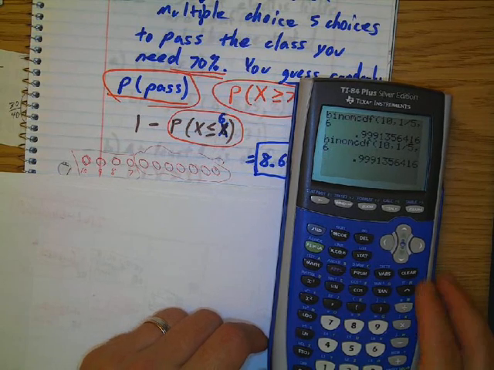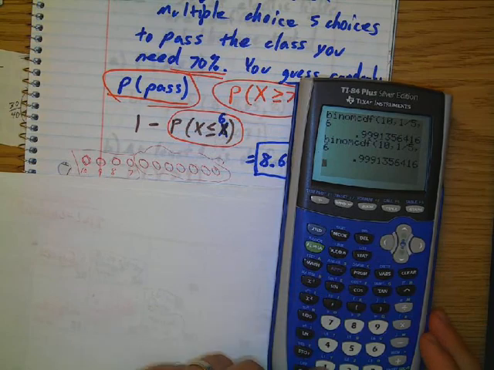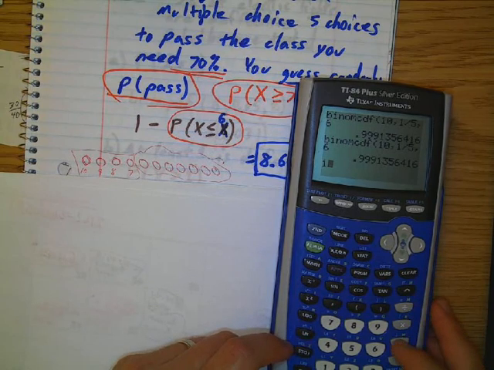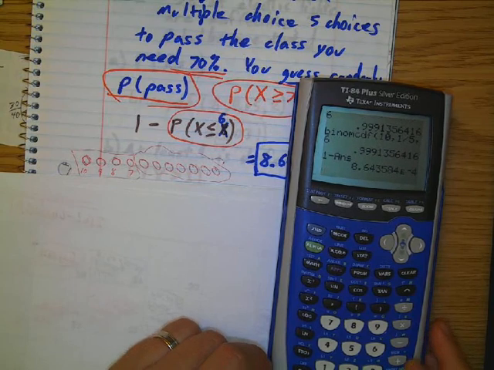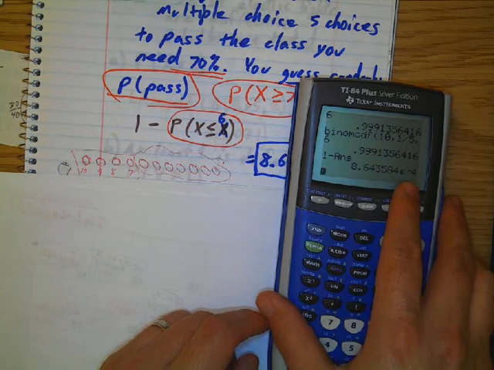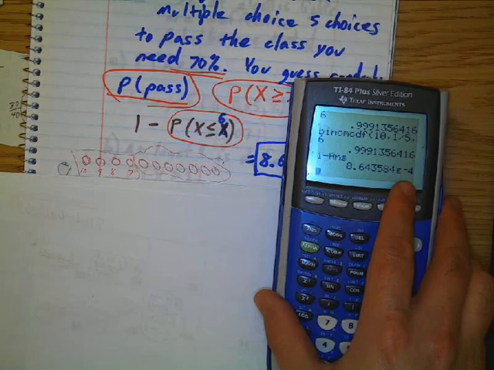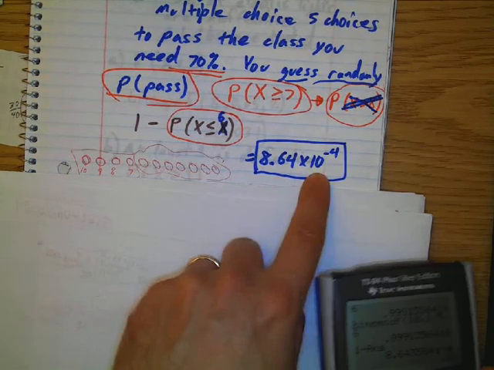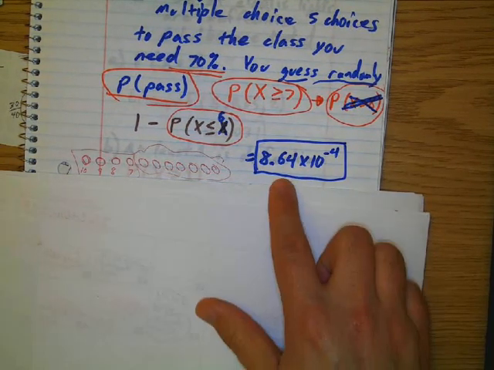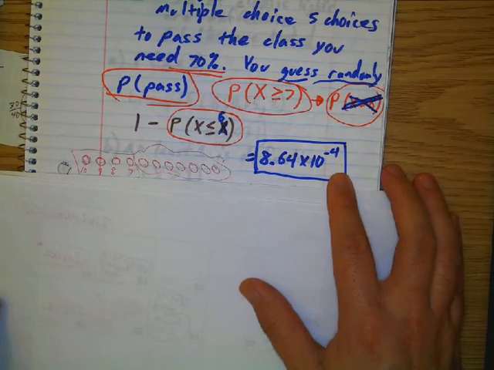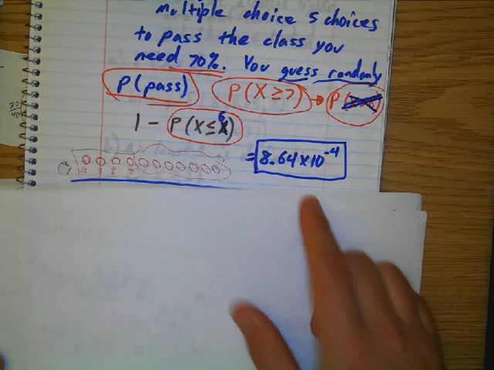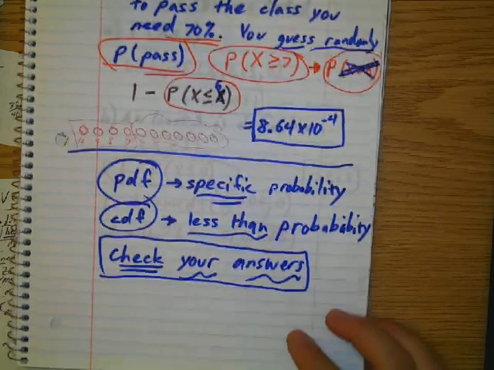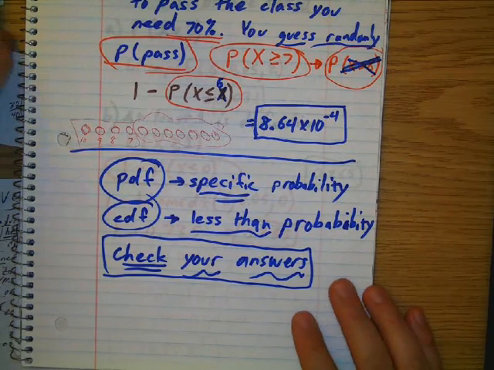Oops. Let's try that again. 1 minus that answer. And I get this. Now, e to the negative 4 there simply means 10 to the negative 4 power. 3 sig figs. You're pretty unlikely to pass a test if you randomly guess. That's pretty obvious, right? So this is important to write down in your notes. You're going to refer to this in the future.